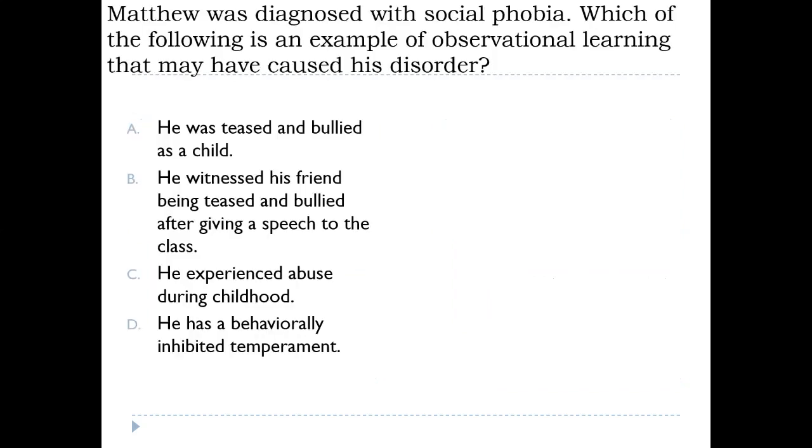Okay, so quick question here. Matthew was diagnosed with social phobia. Which of the following is an example of observational learning that may have caused his disorder? So observational learning, right, modeling. Would it be that he was teased and bullied as a child? Would it be that he witnessed his friend being teased and bullied after giving a speech to the class? Would it be that he experienced abuse during childhood, or that he has a behaviorally inhibited temperament? So think about that one for a minute.